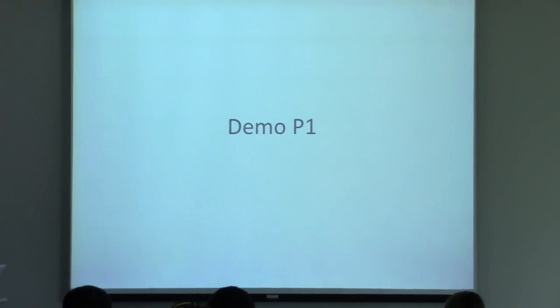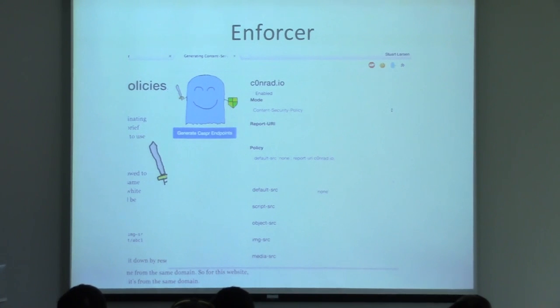So one of the problems is when you're installing CSP, it's kind of an iterative approach. You're going to be testing a policy out, and that policy doesn't always work at first. So then you have to go back to your server and manually edit the policy, which is kind of frustrating. I hated doing that over and over and over. So I created a little Chrome extension called Enforcer, which doesn't show up the best on the screen. But basically, it's a Chrome extension.